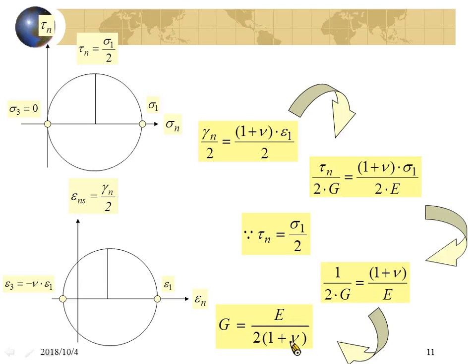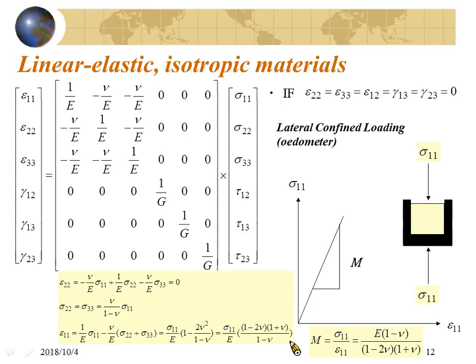Okay? So how many independent elastic constants are in your matrix? Two. If you know Young's modulus and Poisson ratio, you will know shear modulus. If you know shear modulus and the Poisson ratio, you will know Young's modulus. With any two, you can derive the third one. So you have only two elastic constants within your compliance matrix.